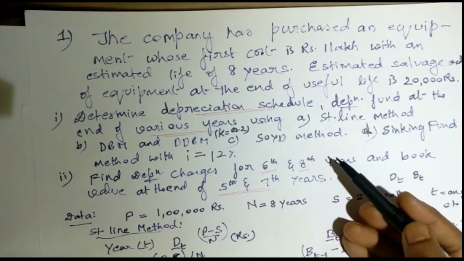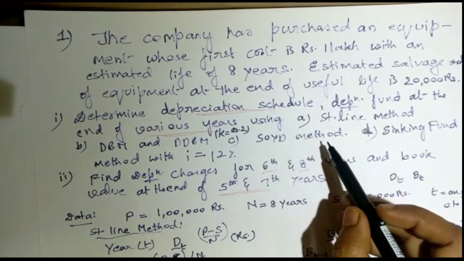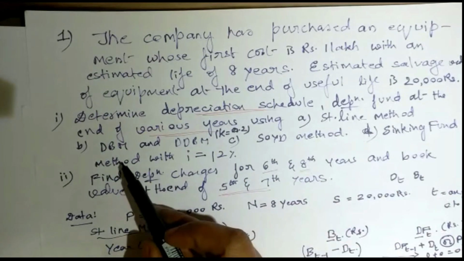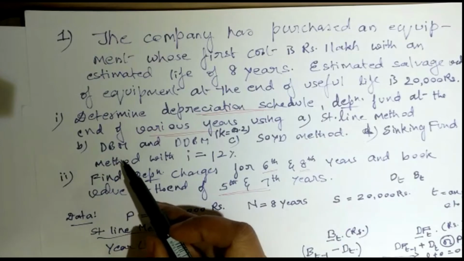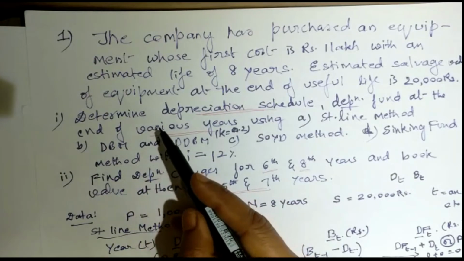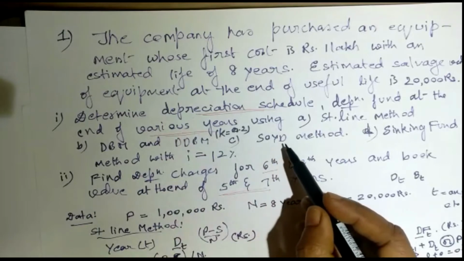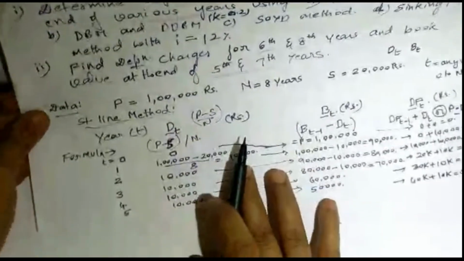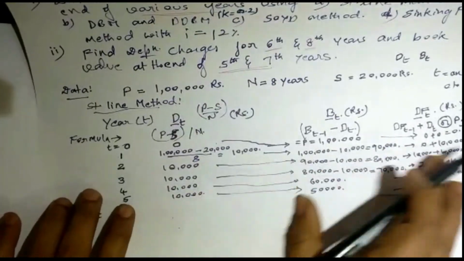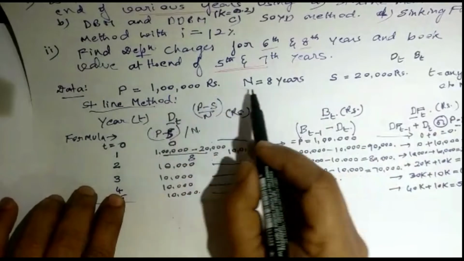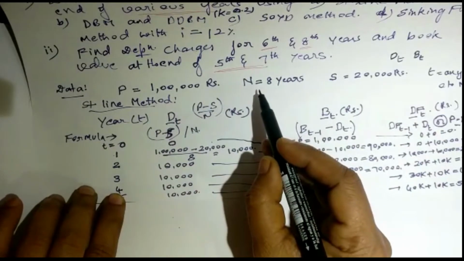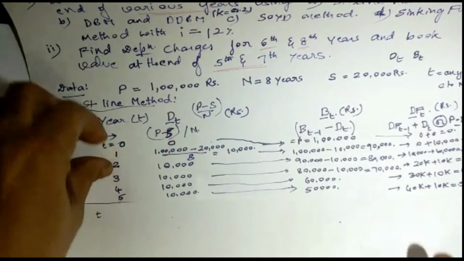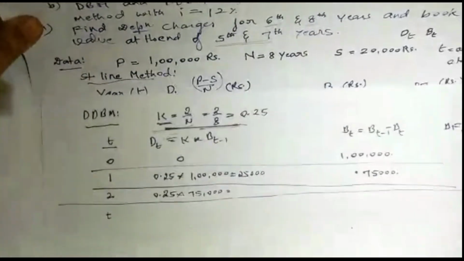In the last video, we solved a problem using two of the depreciation methods, that is straight line method and DBM, that is diminishing balance method. Now let us solve the same problem using sum of years digits method. We already extracted the data in the previous video. So P is equal to 1 lakh rupees, N is the estimated life, and the salvage value. Let us solve the same problem using SOYD method.